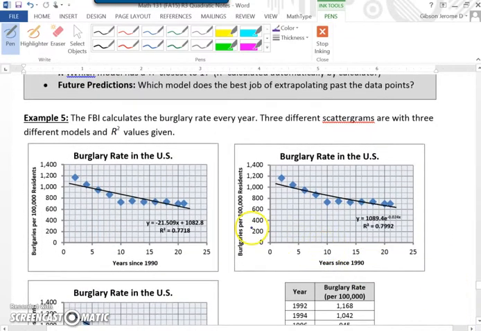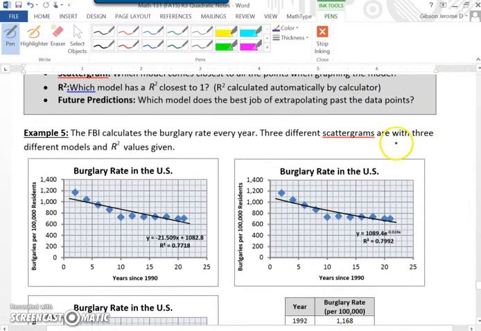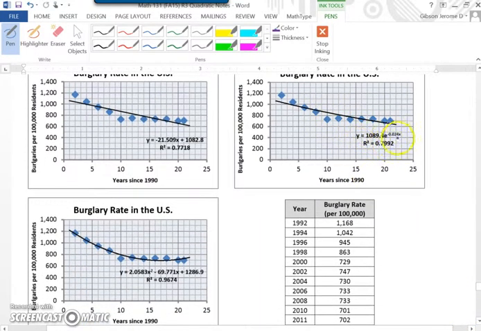Now, we have here example 5. It says the FBI calculates the burglary rate every year. 3 different scattergrams are shown with 3 different models and R-squared values given. Now, if you look at these equations, this is a linear equation, this is an exponential equation, and this here is the quadratic equation. But we're also given the R-squareds of these equations.